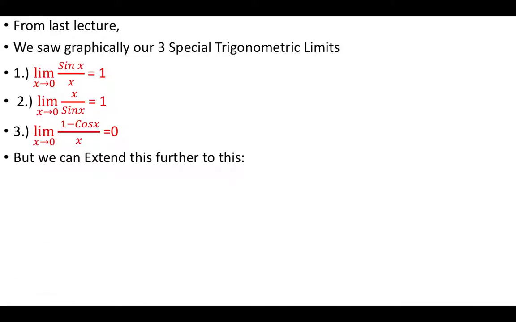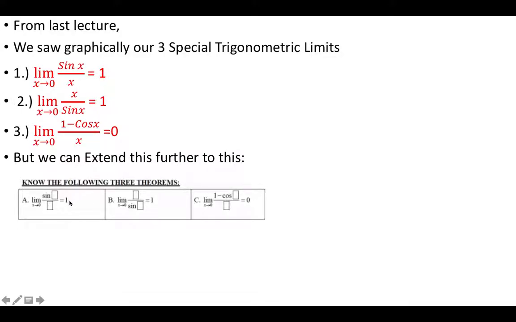But we're going to push ourselves to further extend our special trig limits into these. The limit as x approaches 0 of sine of blank all over blank is equal to 1, as long as these two blanks are the same. For part b, it's going to be blank all over sine of blank. The limit as x approaches 0 is still going to equal 1 as long as these blanks are equal and the same. Let's look at our c. The same applies. So what does that look like? We're going to take a look at some examples.